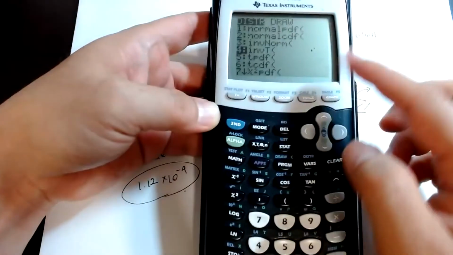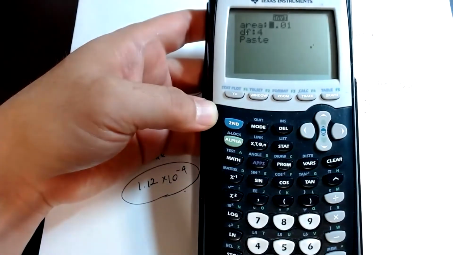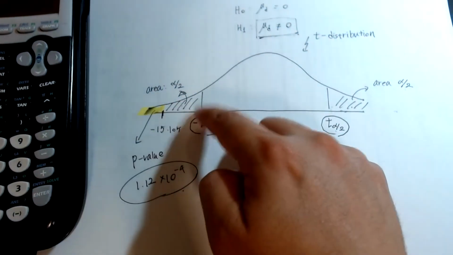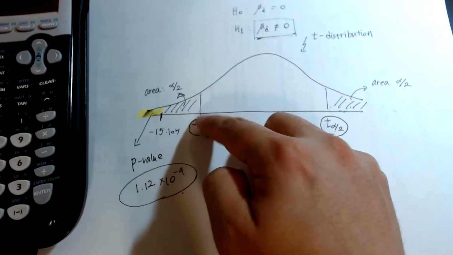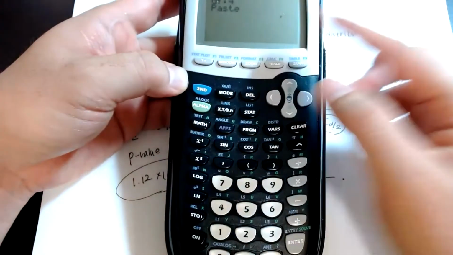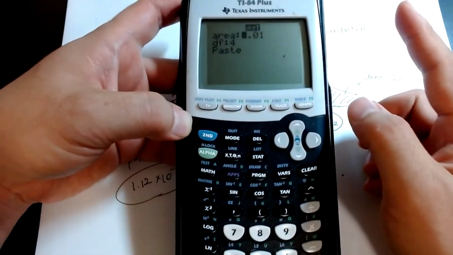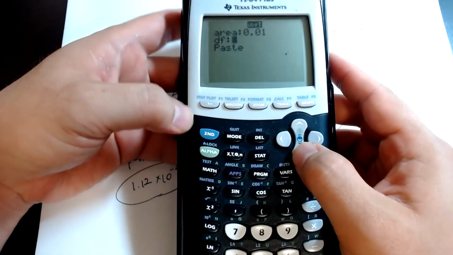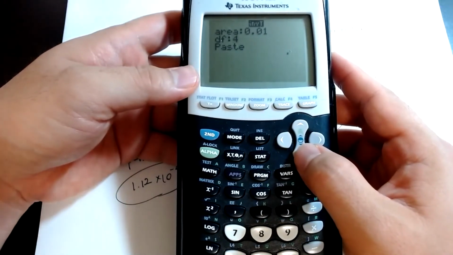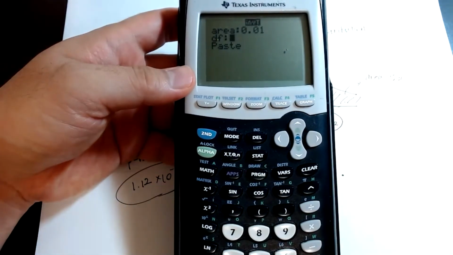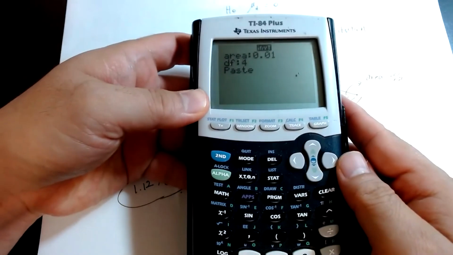But we are working under the t distribution, right? So we're going to use inverse t. Enter. Okay, and then we enter what? The area from negative infinity to there. That's alpha over 2, right? So what is alpha in this problem? 0.02. So half of 0.02 is 0.01, right? Then what's the DF? DF stands for degrees of freedom, which is n minus 1. What is n? The number of data in the data set, in the sample.